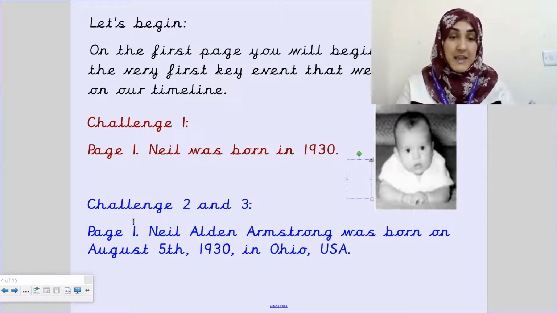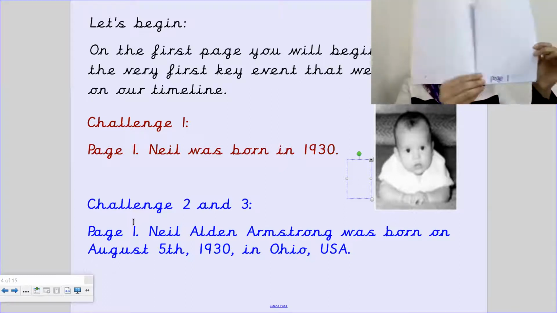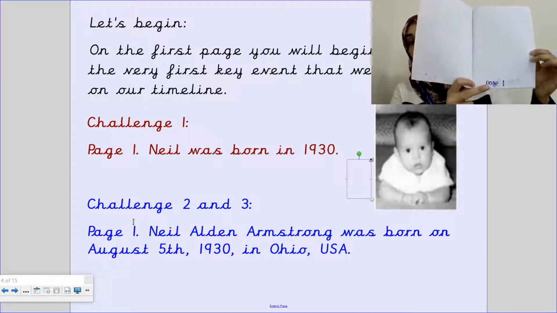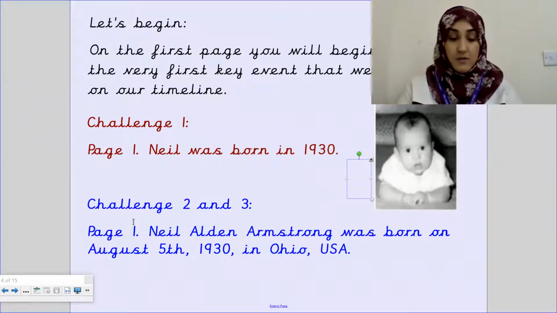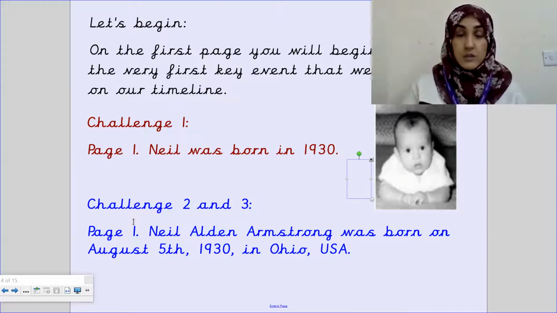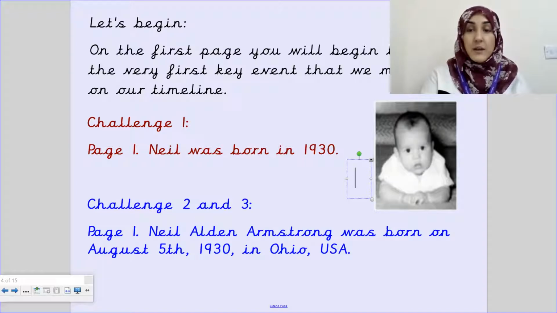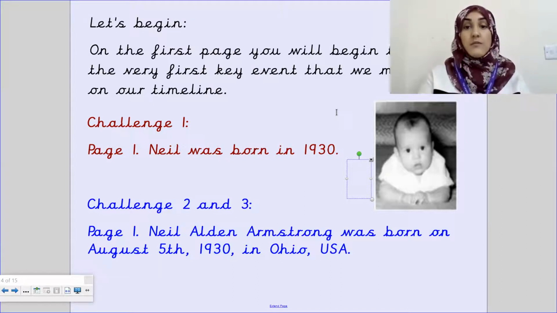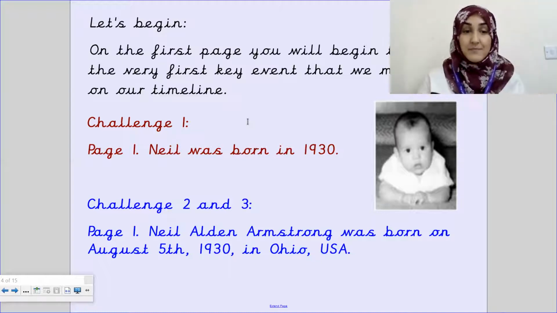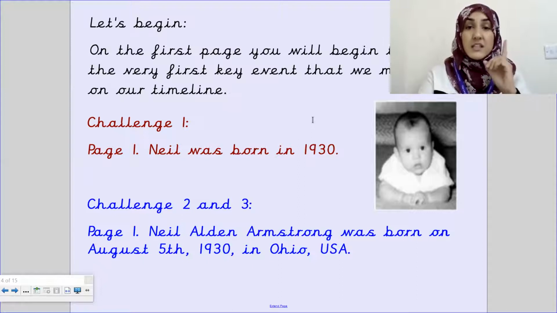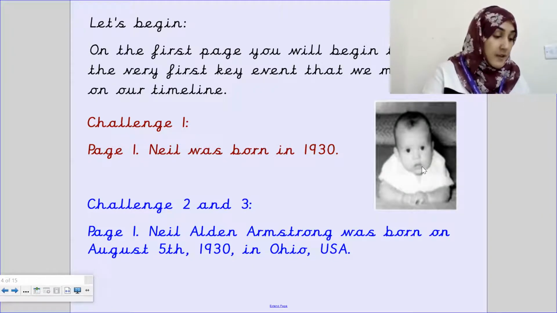And on my first page, I'm going to leave this side blank, and I've written page 1 underneath, right at the bottom, so I don't get confused which page I need to be writing what information on. Okay, so if you have completed the challenge 1 timeline, you will only have 5 key events. So for your page 1, or if you're using a PowerPoint presentation, then for slide 1, you will need to do the first key event in his life, which was Neil was born in 1930, and at the top you can draw a picture of a baby.